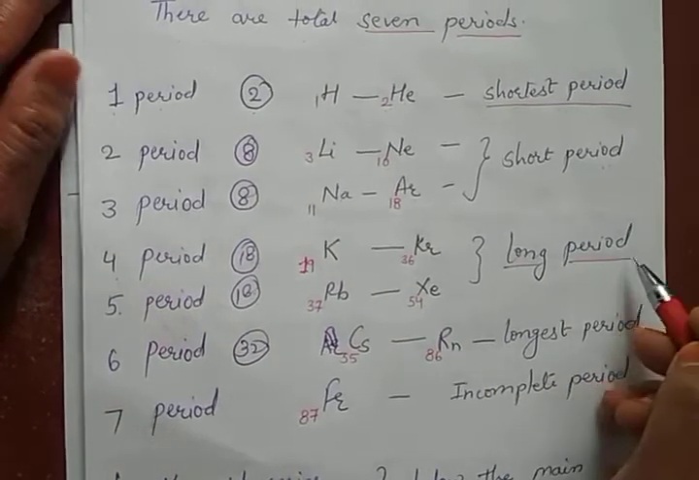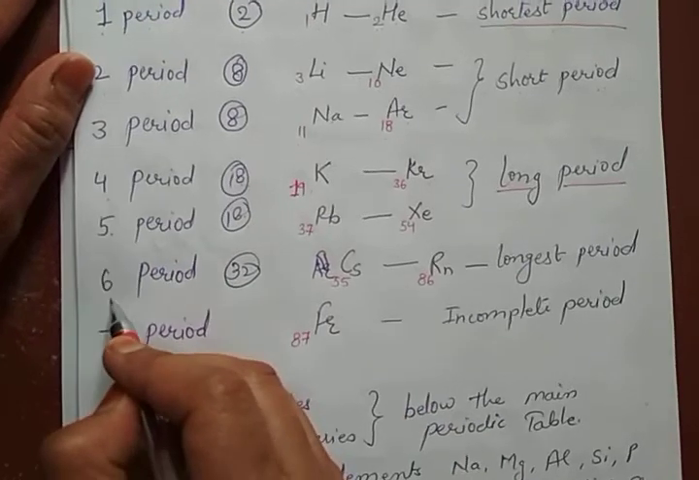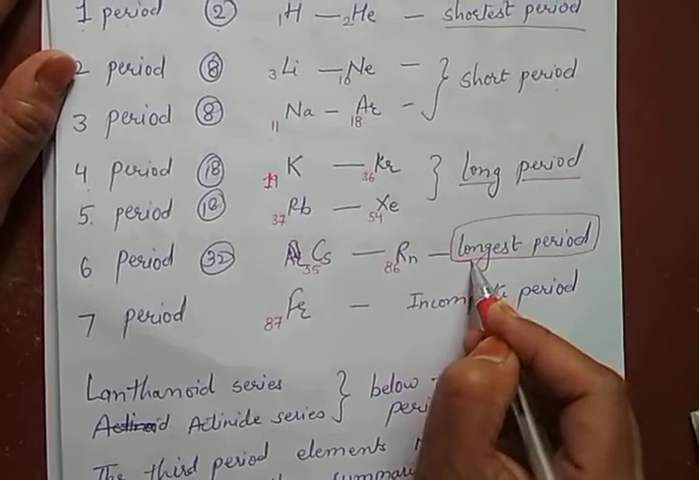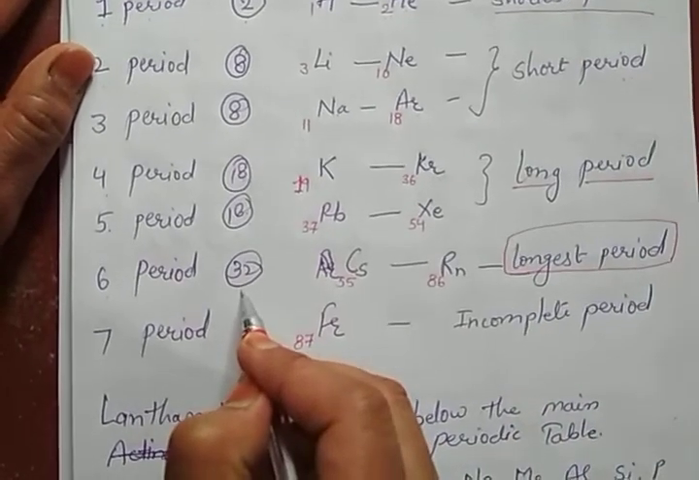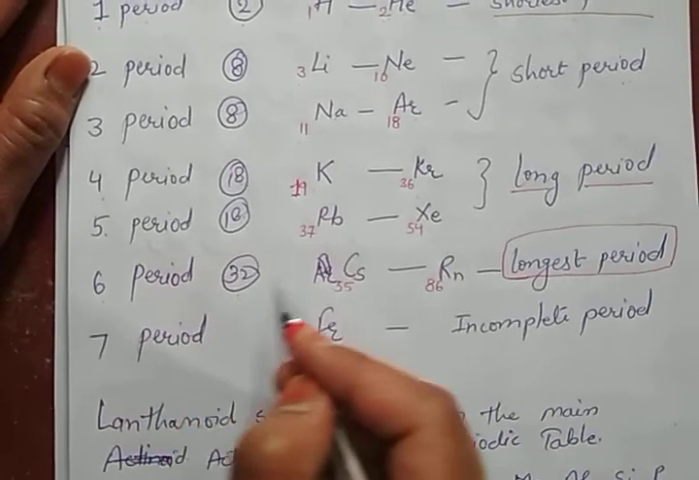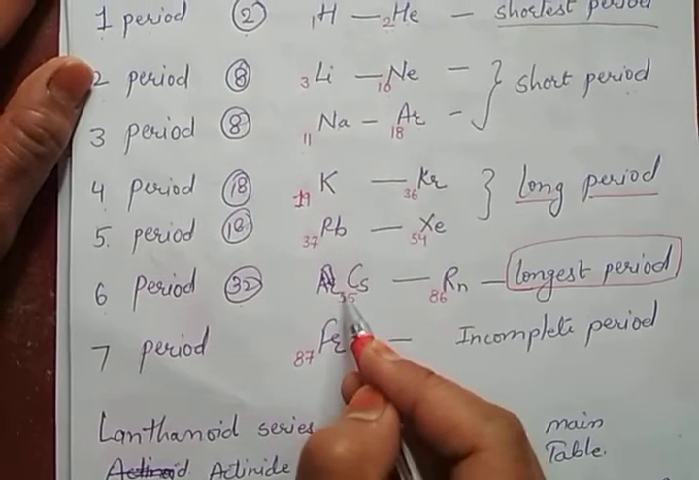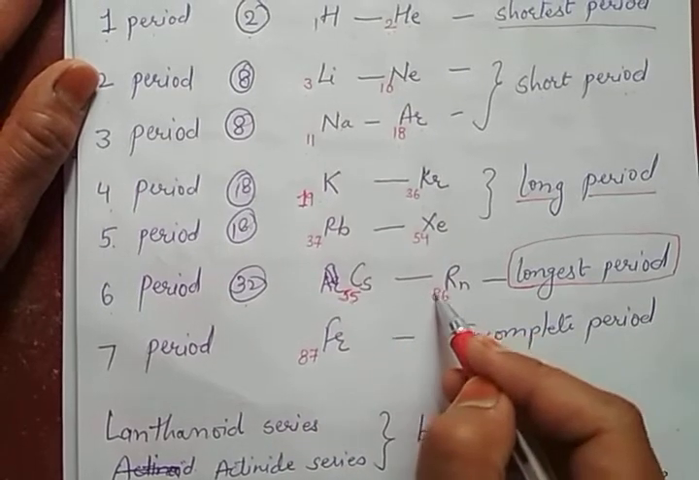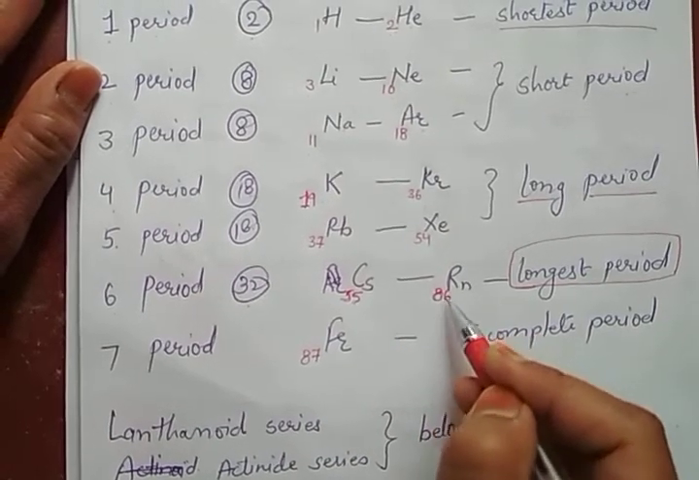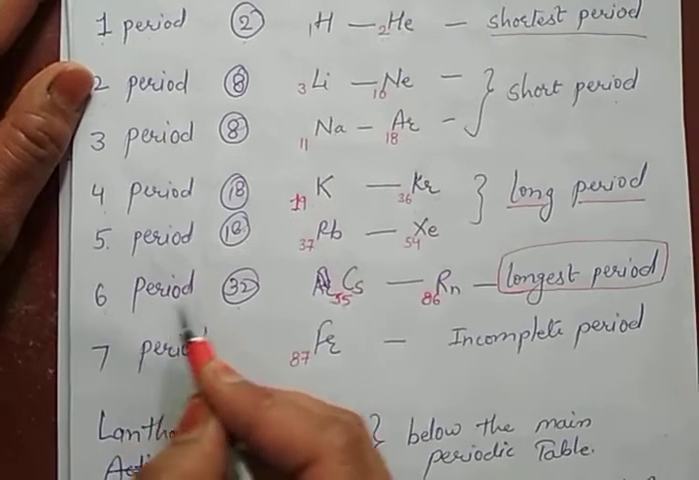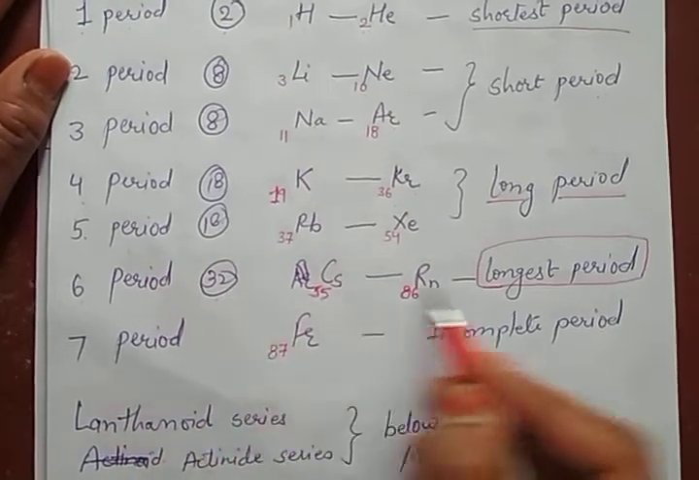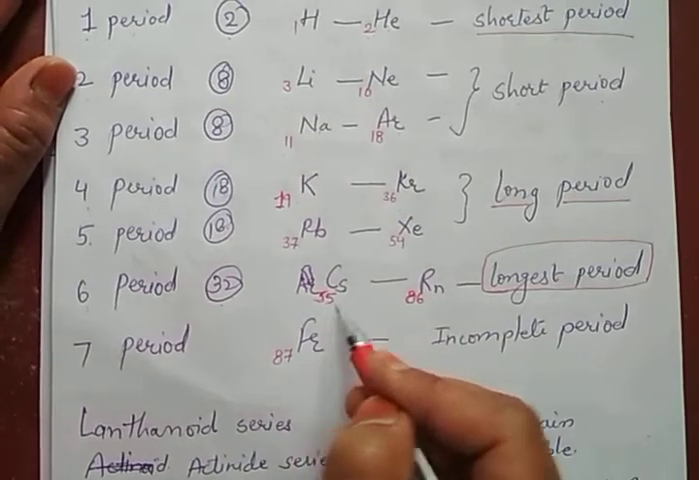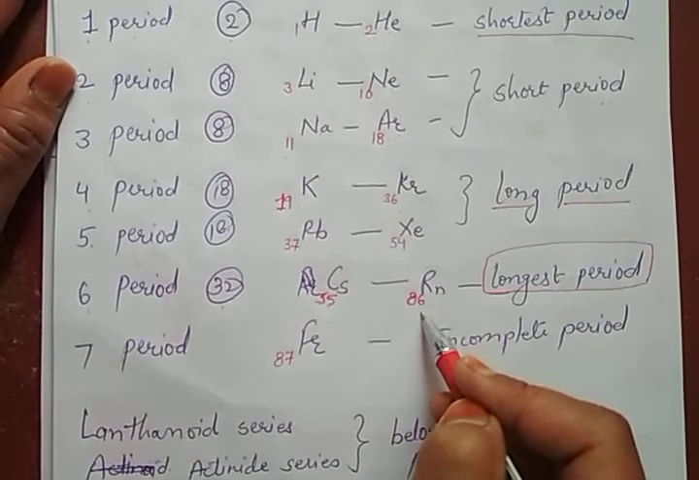Now the 6th period is called the longest period. Why? Because it contains the maximum number of elements, that is 32. It starts with cesium 55 up to radon 86. Remember this special point: the 6th period, as it contains 32 elements, is called the longest period, starting with cesium 55 up to radon 86.